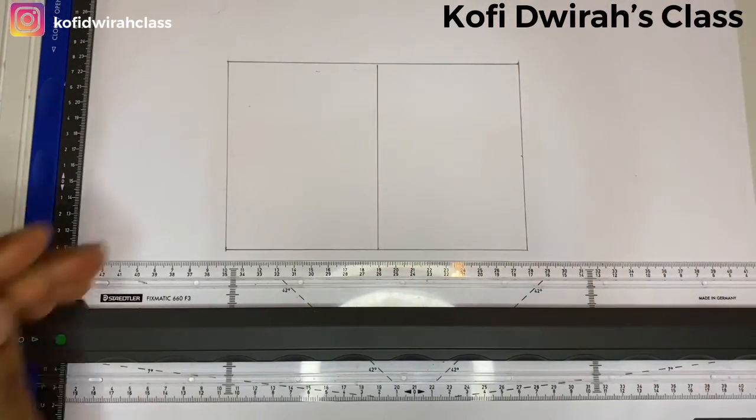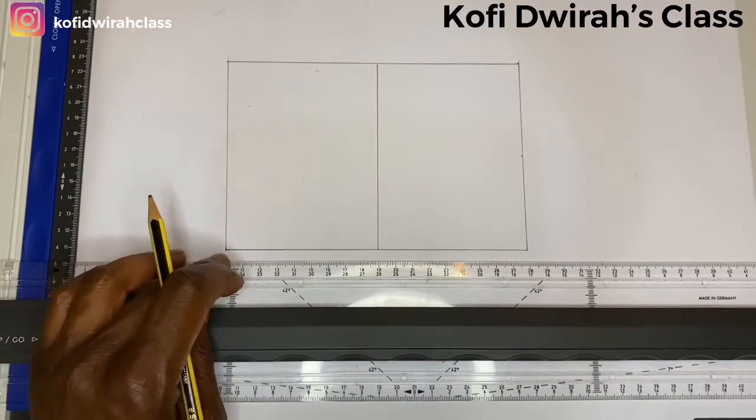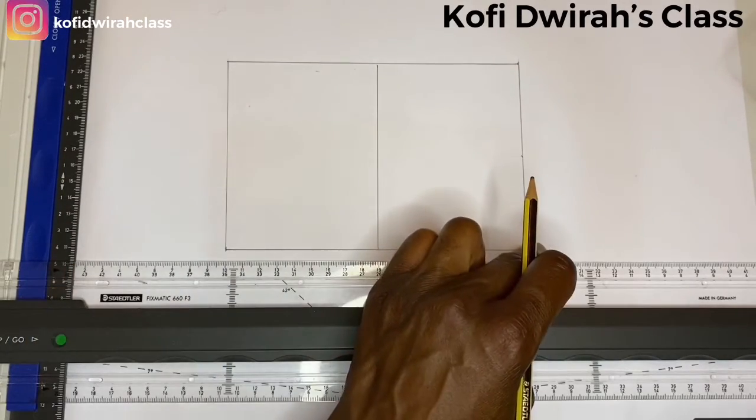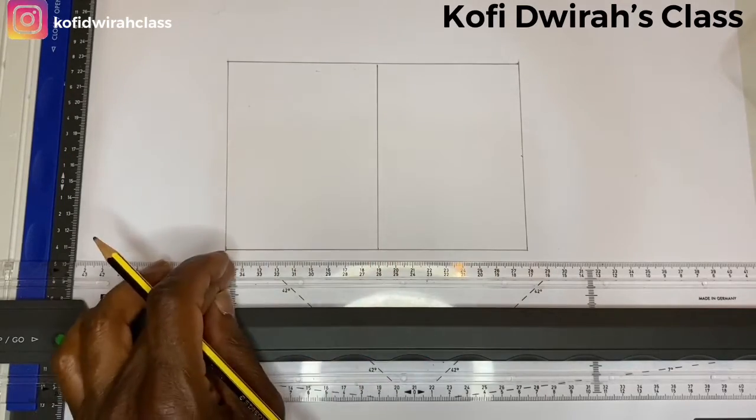Then the other side is 12. This side is 18 centimeters. From here to here is 18 centimeters. So we divide this into 2. That is 9 centimeters each.